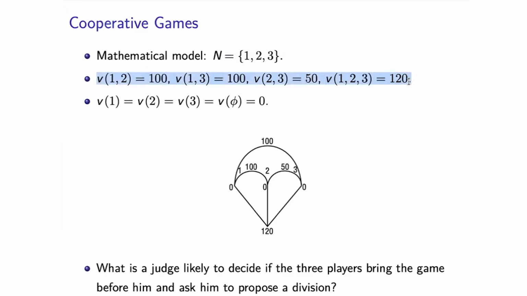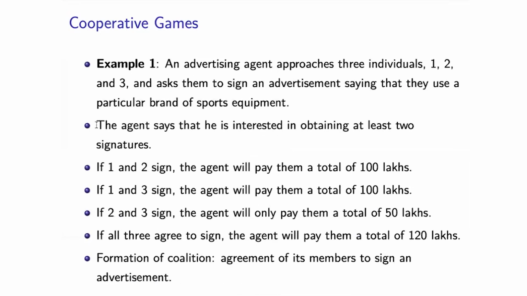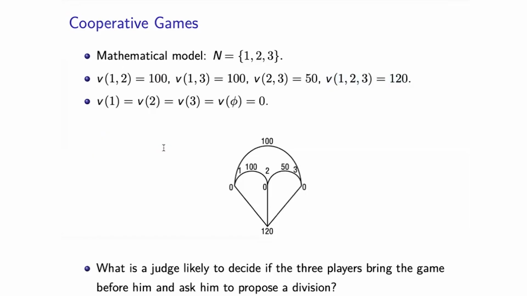So what are the other things that could have happened? You could have had only one agreeing to sign up. So this is the value of the coalition if only one has agreed to sign up for the advertisement. In this case, the agent was interested in obtaining at least two signatures, so the agent will not go ahead with that, right? And so V of {1} is equal to 0. The same reasoning suggests that V of {2} and V of {3} are equal to 0.